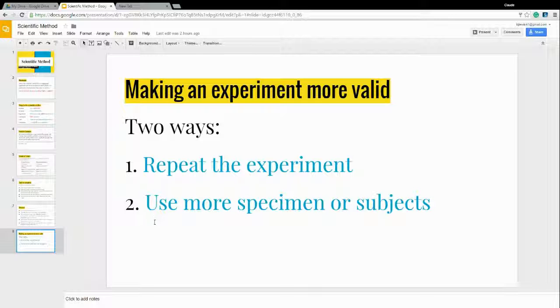Okay? Also, the second way to make any experiment more valid, use more specimen, more subjects. If you have humans and you're using 500 in the experimental group and 500 in the control group, why not use 1,000 in each group? Why not use 2,000? The bigger the number, the more valid the experiment.